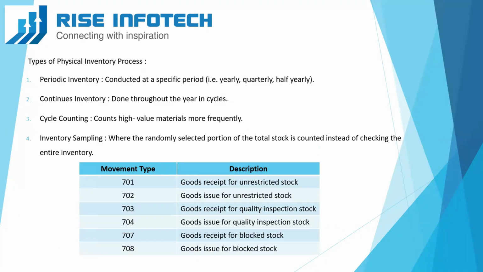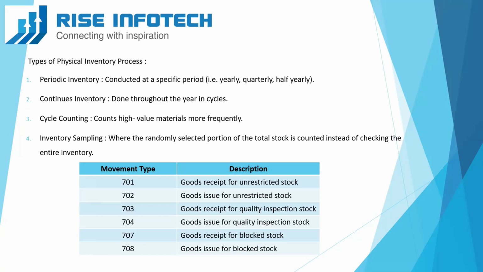Coming to the types of physical inventory. The first one is periodic inventory, where we verify the goods periodically, like yearly, quarterly, or half yearly. Next comes continuous inventory, which is done in yearly cycles and does not have a particular period.